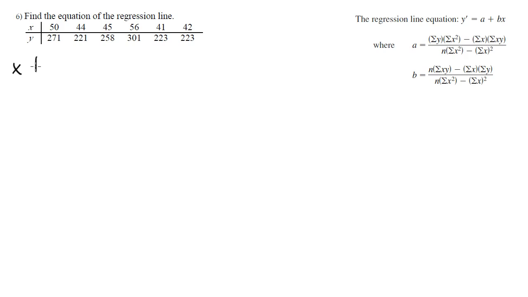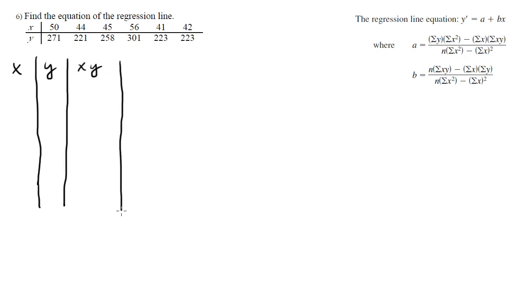So I need my x values. I need my y values. I need x times y. Give myself a little bit more space. I need x squared. I need y squared because I need to sum all of these. So I'm going to do it the same way I did before.